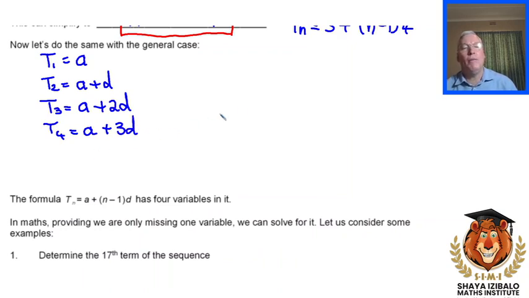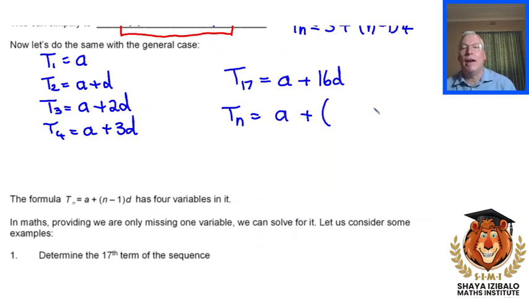All right. How many d's do you think we would need to add if we wanted the 17th term? Absolutely. We would add 16 d's. And how many d's do you think we would need to add if we wanted to get the nth term? Absolutely. We would add 1 less than n lots of d's. The reason it's 1 less than n is because for the first term we don't add any d's. So it's kind of 1 out. It makes sense. It always makes sense.